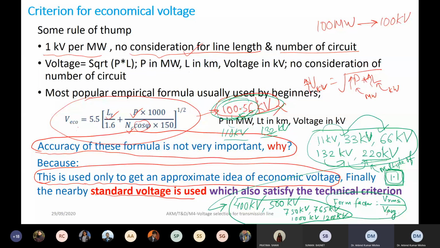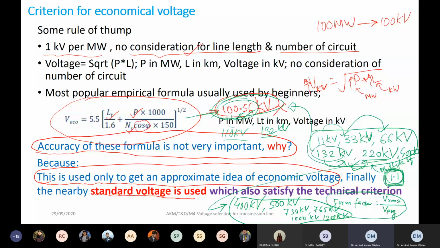And that's why even today, though this 1.1 factor is not there, each and every country uses only a few selected voltages, which are called the standard voltages. For example, in our country we are adopting voltages up to 400 kV now. So you can easily say that once I get this voltage 100.56 as an economical voltage from this expression, we are not going to use this voltage, but we are going to use 132 kV.